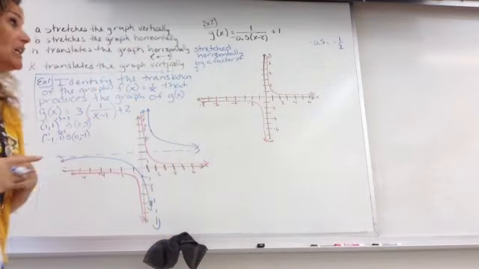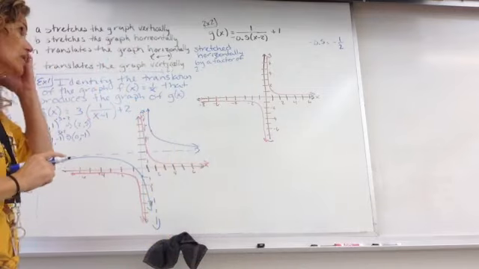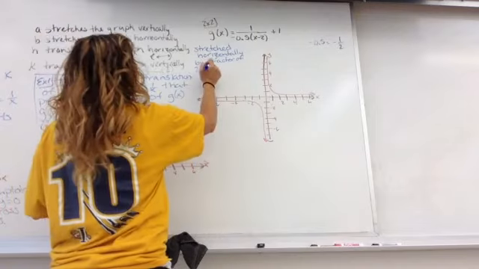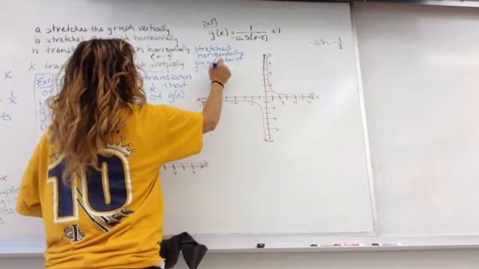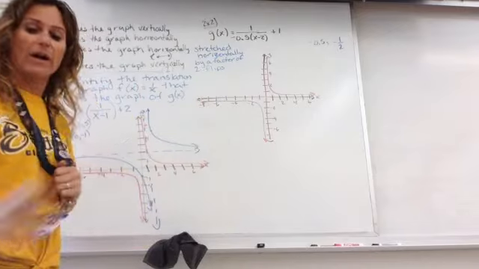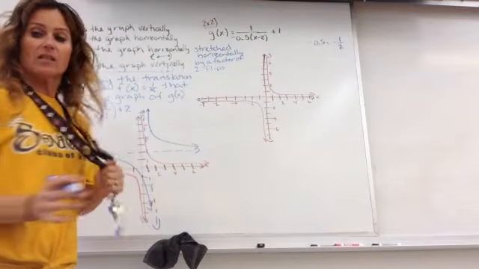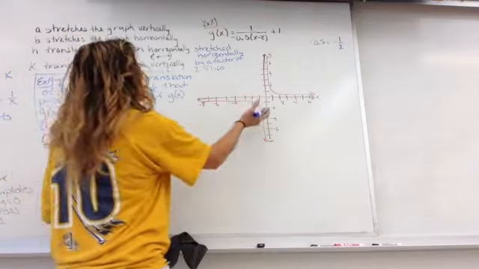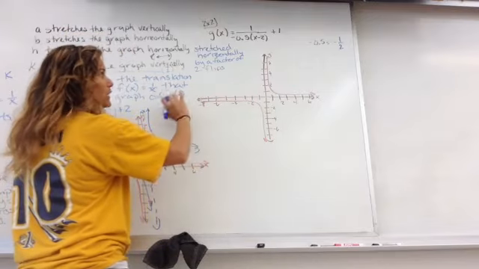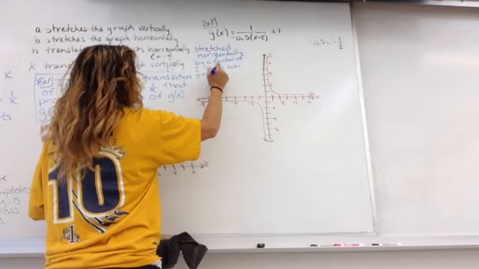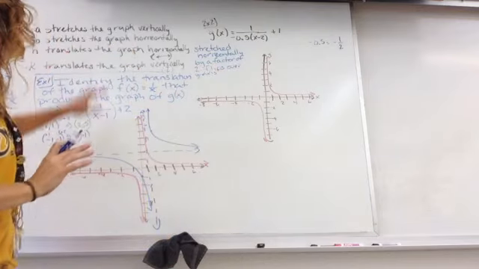Now, the negative on B is actually going to flip it. So we're going to actually change axes. And we'll go back and talk about where it's flipping in just a moment. So it's going to flip it over your y-axis. It's a horizontal flip. So remember, it's kind of looking opposite.